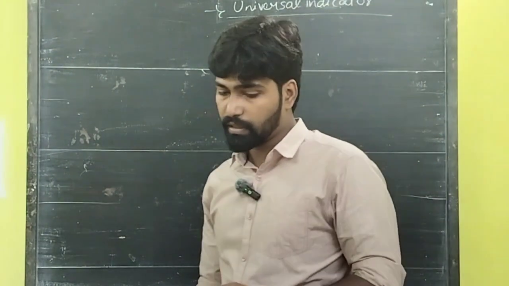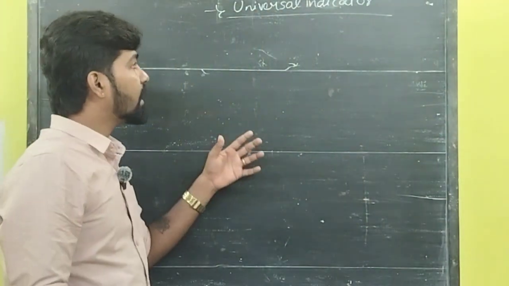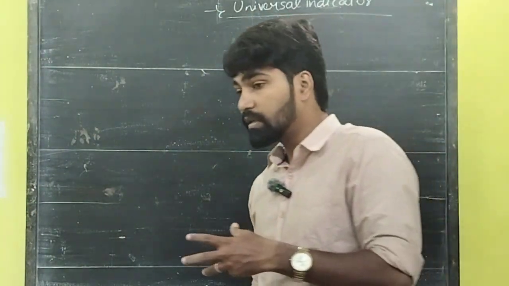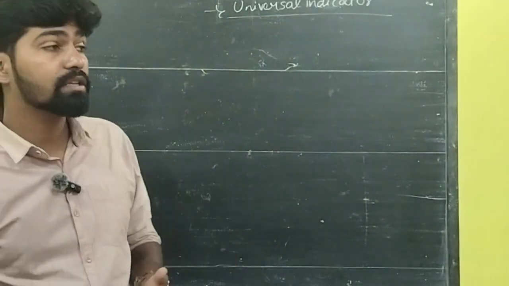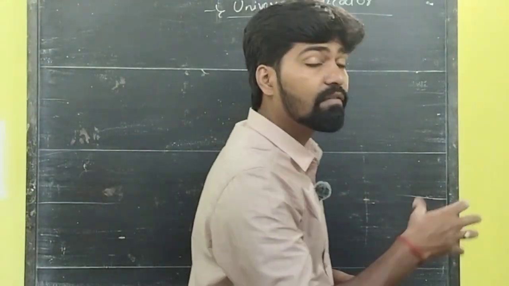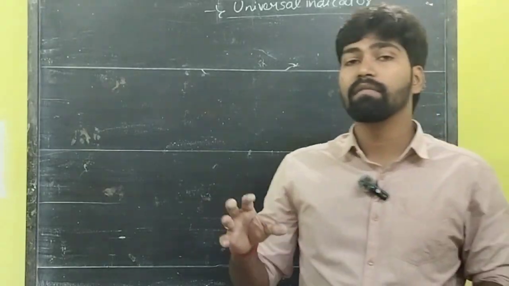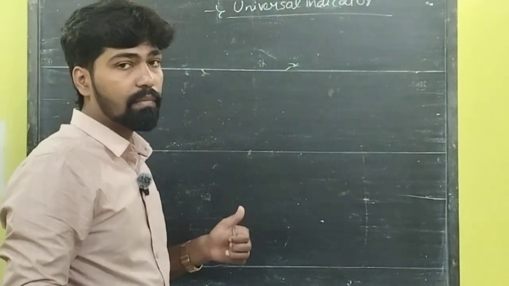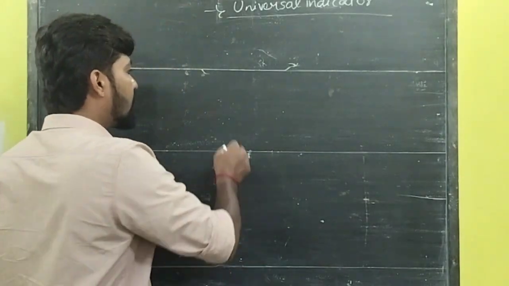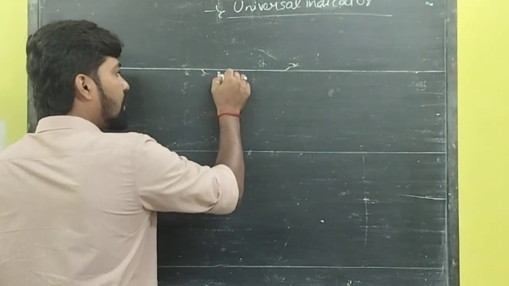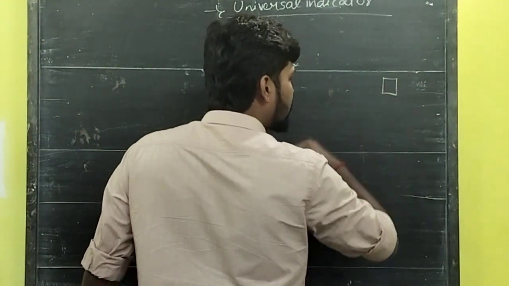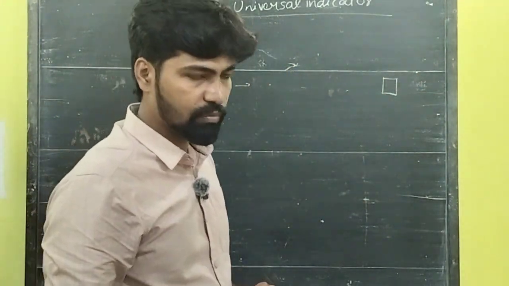Now what do you mean by universal indicator? It is an indicator which is made up of several indicators combined together, and which on different concentrations of H plus ions will give different colors. Depending upon this color, we will tell whether the given acid is strong or weak. Remember, the strongest acid will always be red. As you go down the color will change, and the strongest base will be blue, dark blue or something like that.